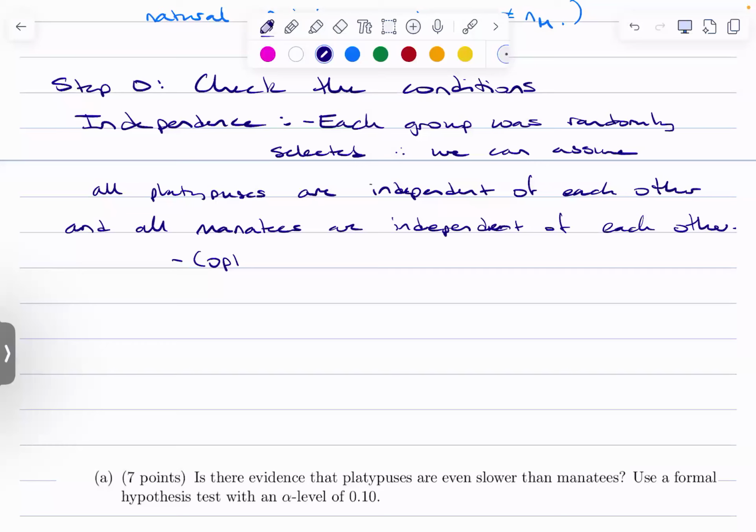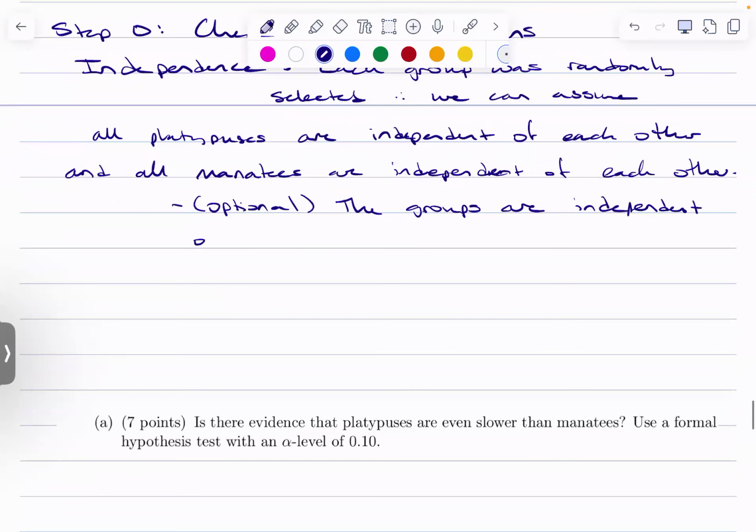And again, this one's optional just because it speaks to the type of question, right? You've already determined that these two samples have no natural pairing, and so I'm going to treat them as two independent groups. The groups are independent of each other. So there's within group independence and then between group independence, but this is because it's a two independent sample means type of question.